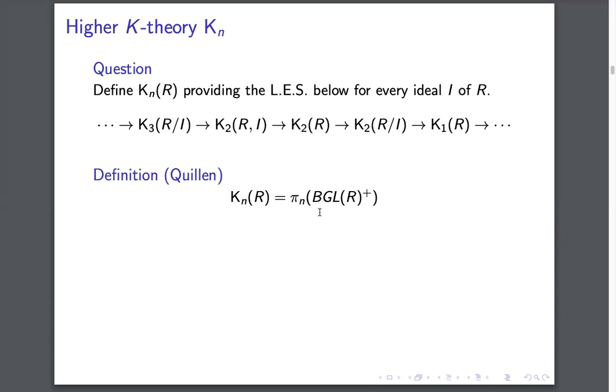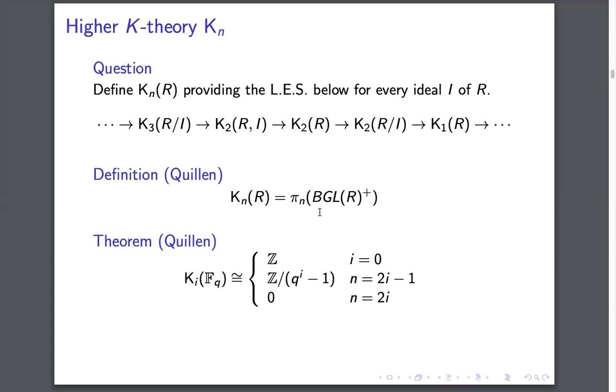There are alternative definitions for more general situations, but they all boil down to the same thing for rings. And then later Quillen computes the higher algebraic K-theory groups of finite fields, for a field of order q. I show the result here. And actually, Quillen wins the Fields Medal for his definition and for his algebraic K-theory computations.